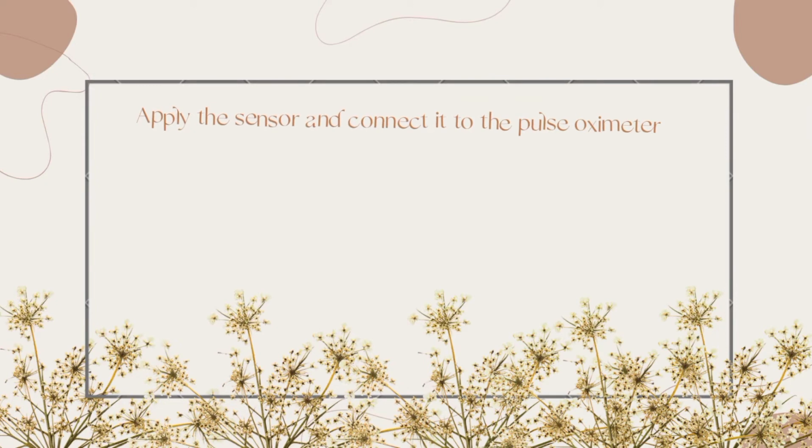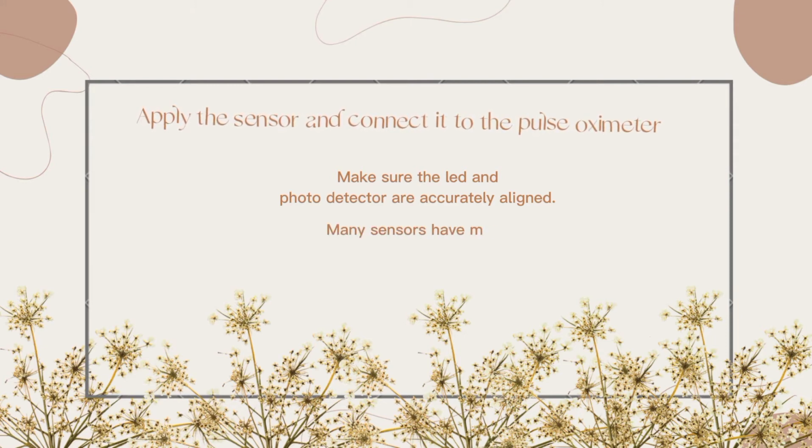And then we apply the sensor and connect it to the pulse oximeter. We make sure that the LED and photodetector are accurately aligned. That is, opposite each other on either side of the finger, toe, nose, or earlobe. Many sensors have markings to facilitate correct alignment of the LEDs and photodetector.